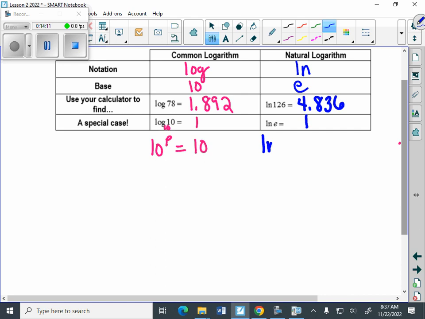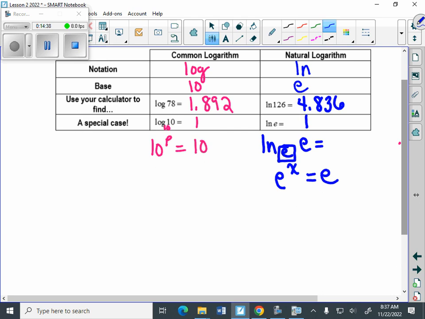Once again, a reminder, for the natural log, when the base is not written, and most of the time it is not written, for the natural log, it's e. So then when we convert this, it's e to the x equals e, and e to the first power equals e.